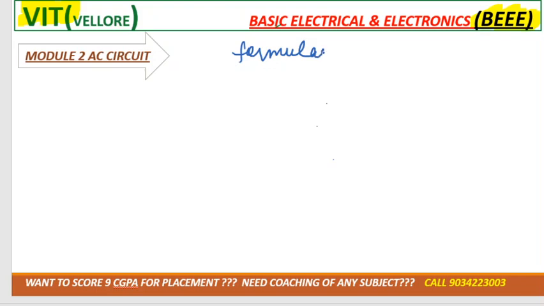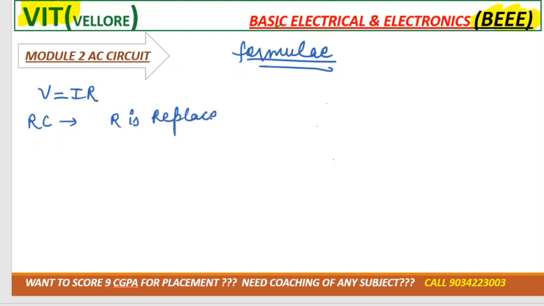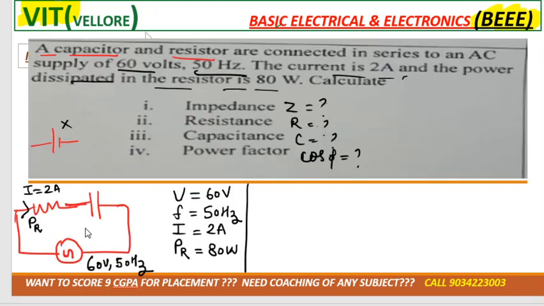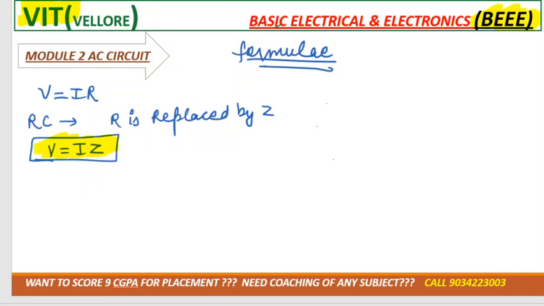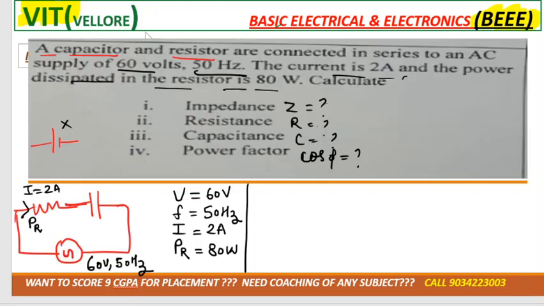As you know, V is equal to IR according to Ohm's law, right? But if there is a combination of RC, then R is replaced by impedance. So V would be equal to I into Z. Now this is your new formula. You can't use V equal to IR whenever they give you a capacitor or inductor. In that case, you need to use V is equal to IZ. Clear?